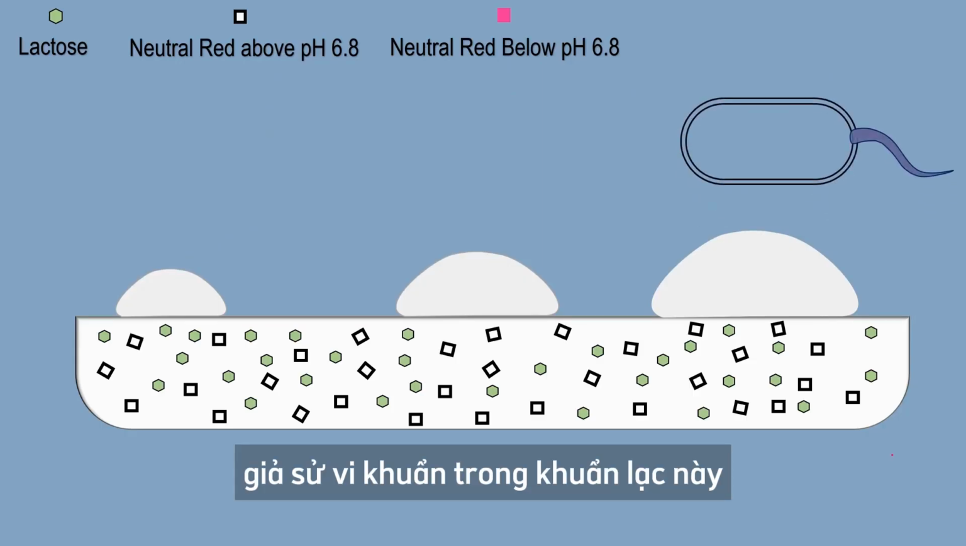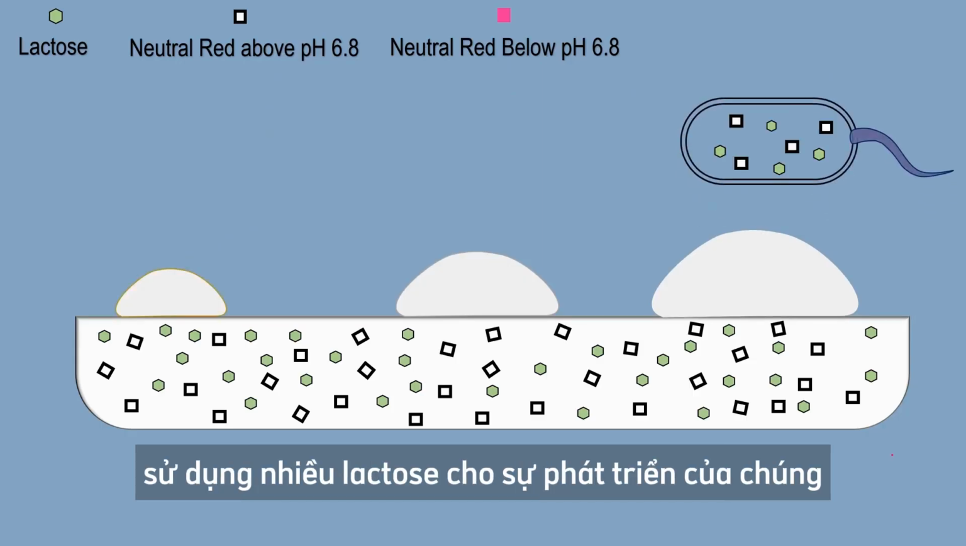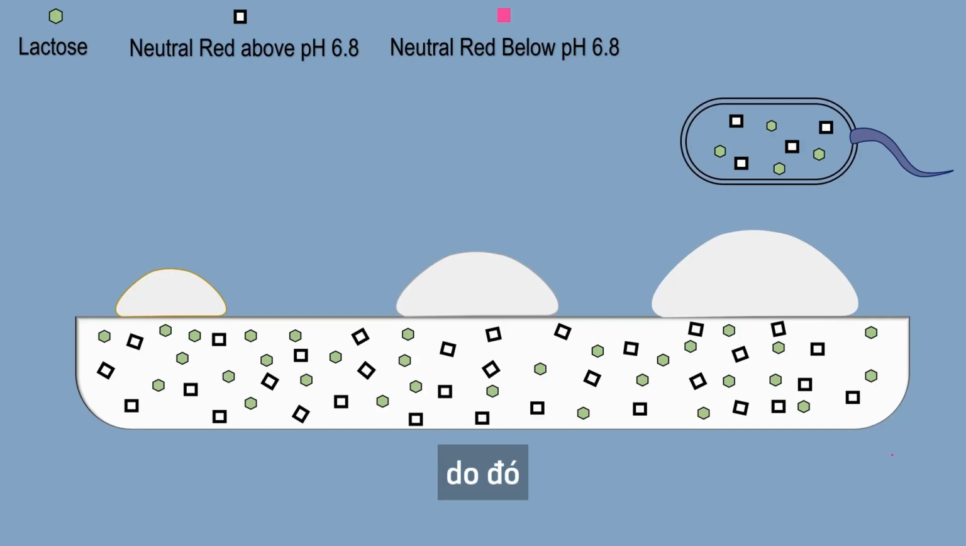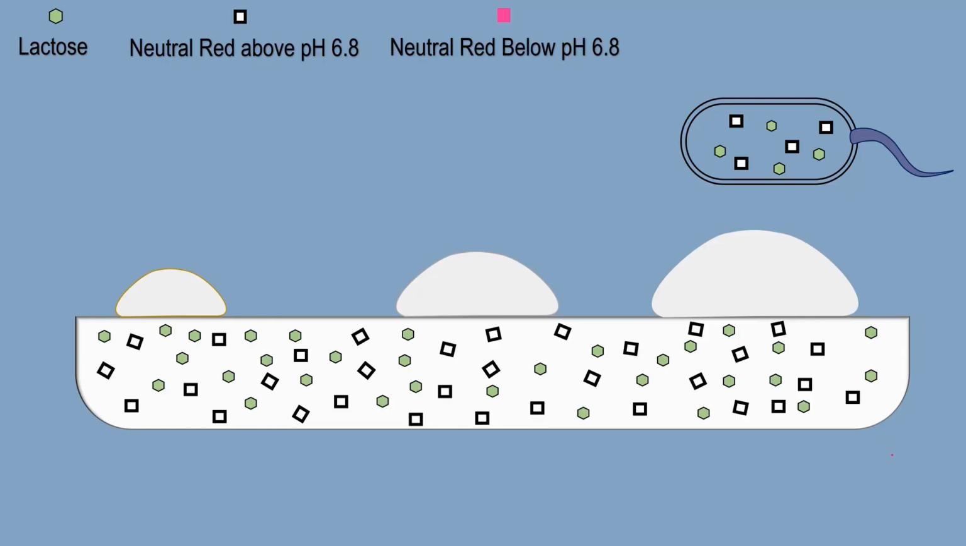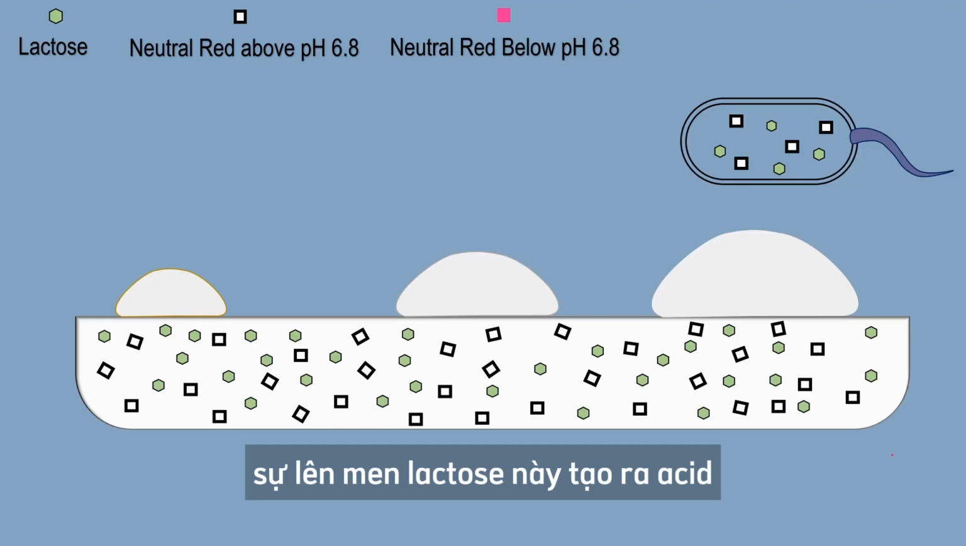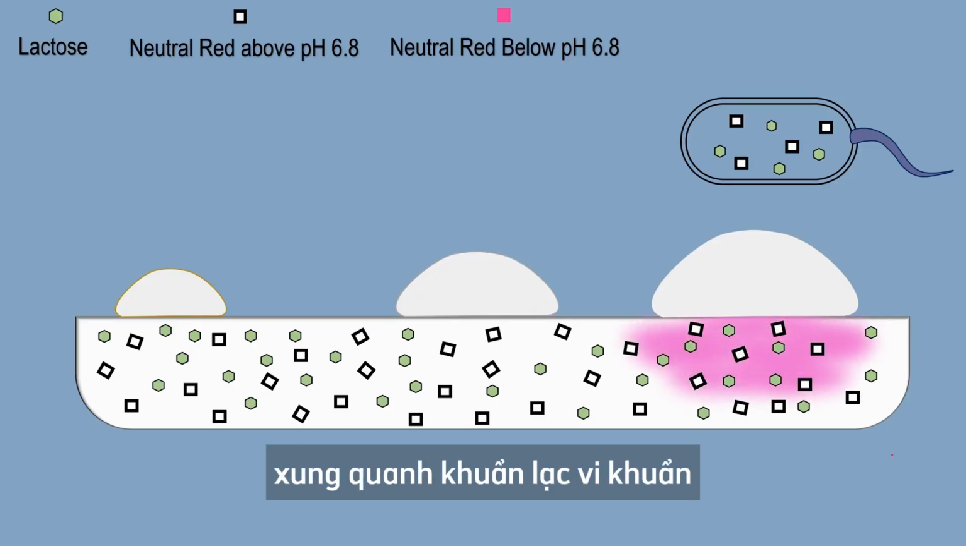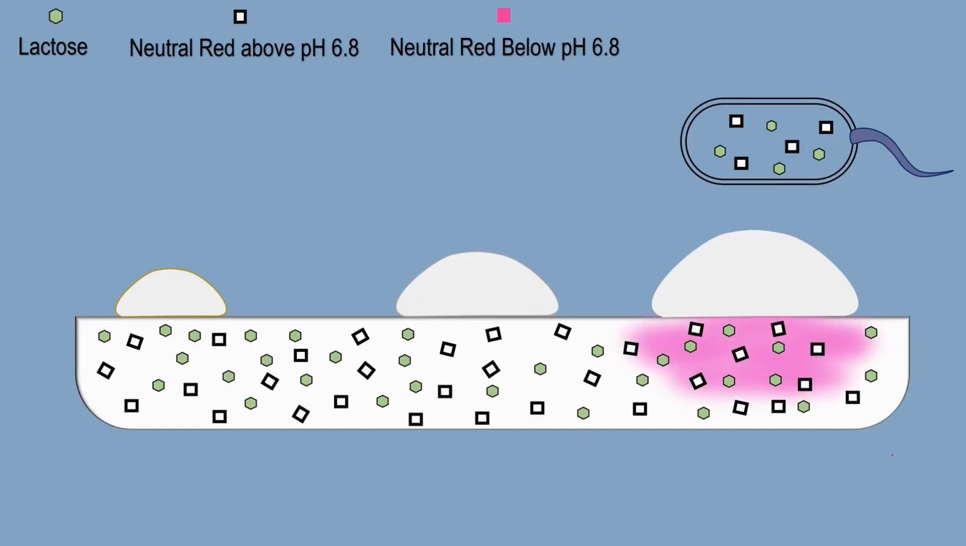Suppose the bacteria present in this colony utilize more lactose for their growth. Therefore, they will ferment the lactose present in the nearby agar layer where the colony is growing. This lactose fermentation causes acid production surrounding the bacterial colony.